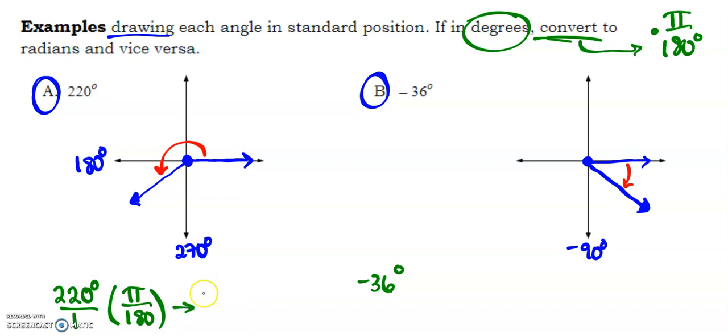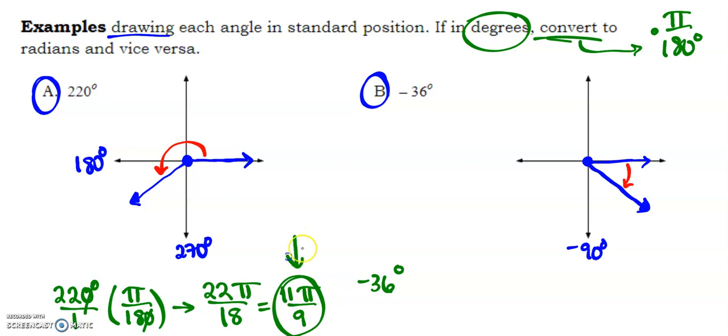So what I'm going to think about is that really this is like 22 pi over 18, because the zeros just go. And so 22 divided by 18 would be 11 pi over 9, because those are both divisible by 2, okay? So 11 pi over 9, that would be the radian value for the angle we just sketched. And then let's do that with negative 36.